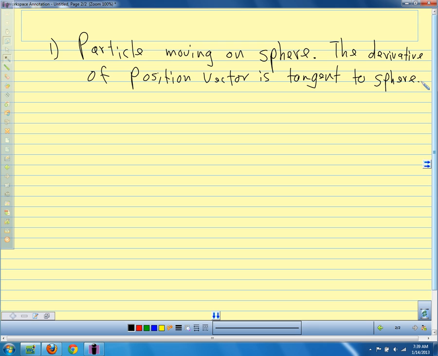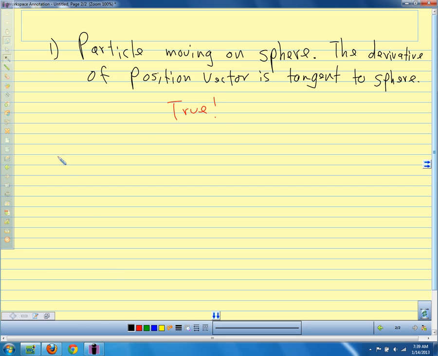Okay, so Eric says the derivative of the position vector is our velocity. So our velocity vector has to be tangent to the sphere. Otherwise, what would the particle be doing? It wouldn't be on the sphere anymore. It'd be moving either away from the center or towards the center. So if the velocity vector is not tangent to the surface of the sphere, then there would be a component of the velocity towards the center or away from the center, and it would move. It would no longer be on the sphere. So this turns out to be true.